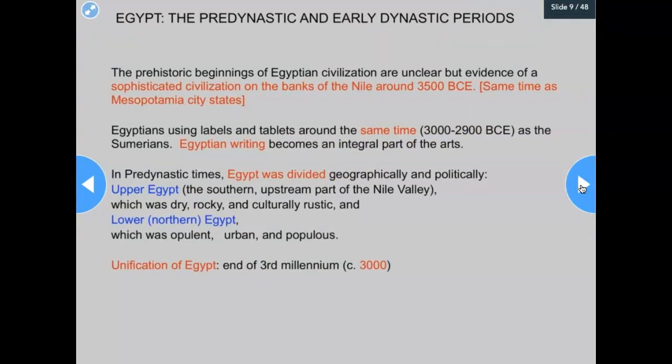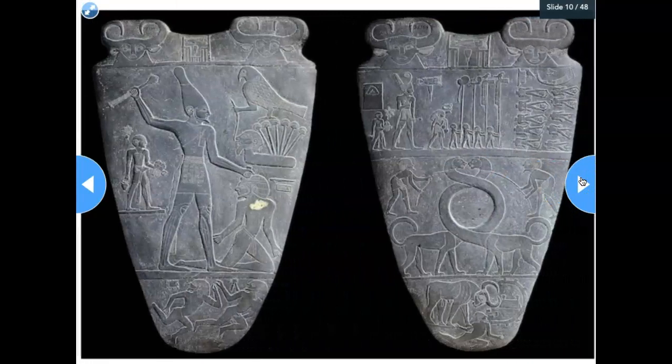So in the pre-dynastic period, we learn that there's a very sophisticated civilization that begins to form around 3500 BCE, which is the same time as the ancient Near Eastern Mesopotamian state. So that's important. Remember that you learned through your reading in the book that writing is established in about 3100, right? Cuneiform writing by the ancient Near Eastern people. And in pre-dynastic times, Egypt is literally divided into Upper and Lower Egypt.